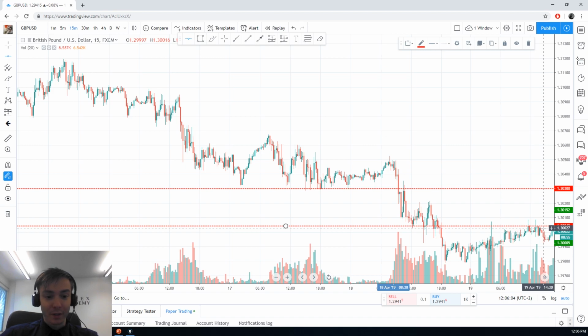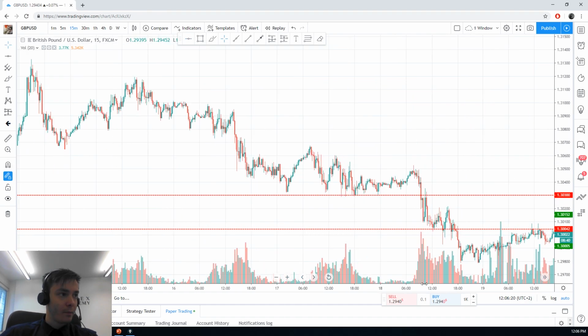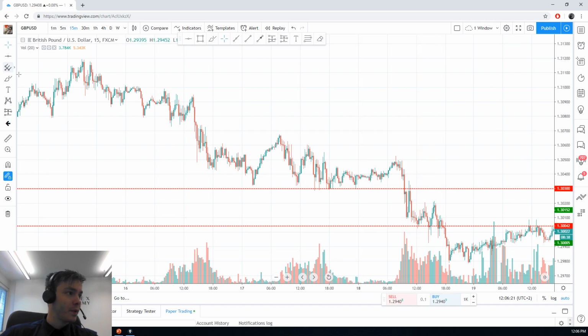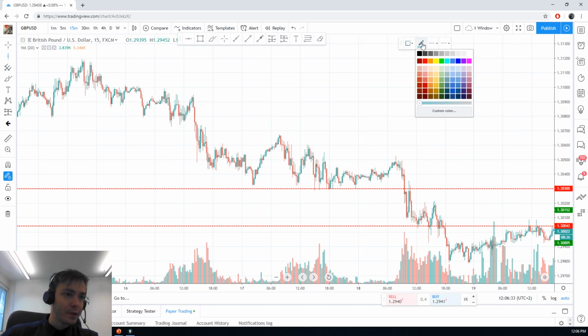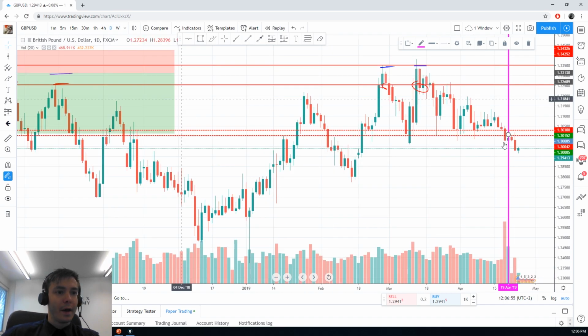Depends on the structure, really, because from this chart only you can see that the situation looks nice. But if you look from daily time frame, let's say that you would open the trade here. Let's go to daily time frame. And as you can see, you would open the trade against really important daily support.